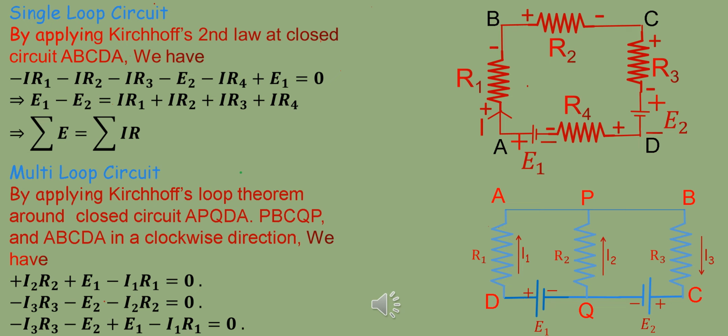And when we go from D to A, potential will fall and the potential fall will be minus I1 R1. When we come back to point A, all voltage changes according to Kirchhoff's second law will be 0. That's all.